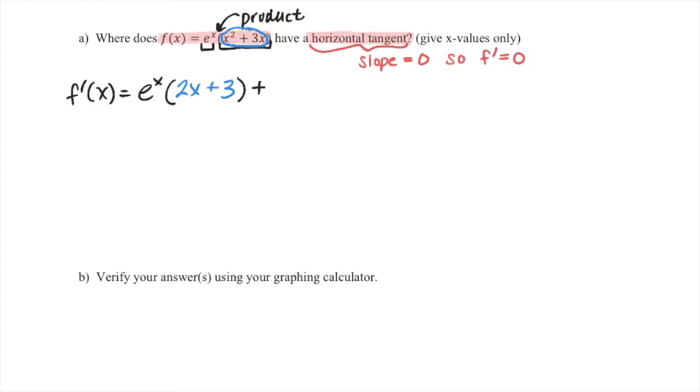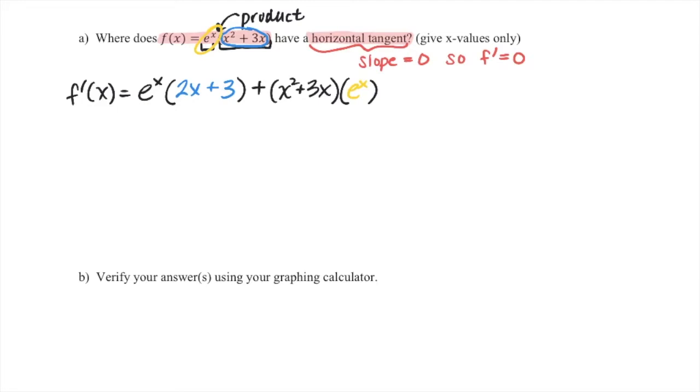plus the second function that's being multiplied. So in this case, that's the quantity x squared plus 3x. And now we want to multiply that by the derivative of our first function that was being multiplied, which in this case, the derivative of e to the x is just e to the x. So there we used our product rule.